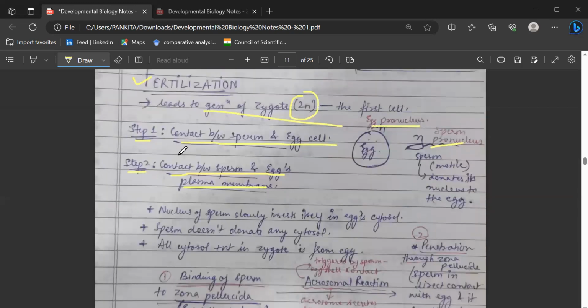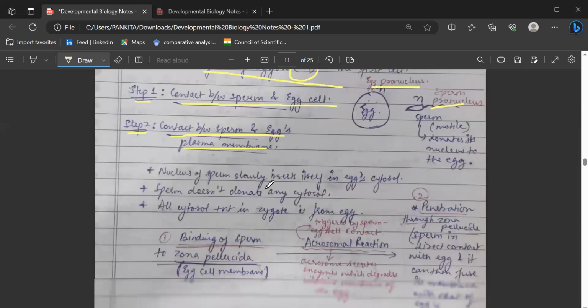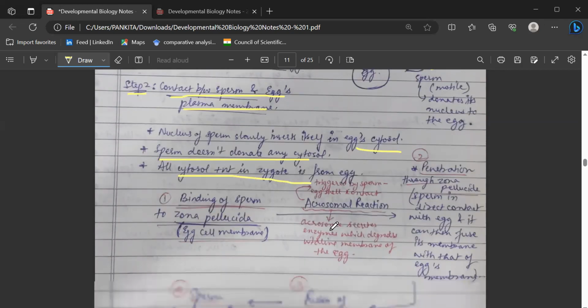So in these two steps, the fertilization occurs. When the contact between the sperm and the egg's plasma membrane happens, the nucleus of the sperm is slowly inserted into the egg's cytosol, and the sperm does not donate any cytosol, so the entire cytosol is donated by the egg. All the cytosol present in the zygote is obtained from the egg.